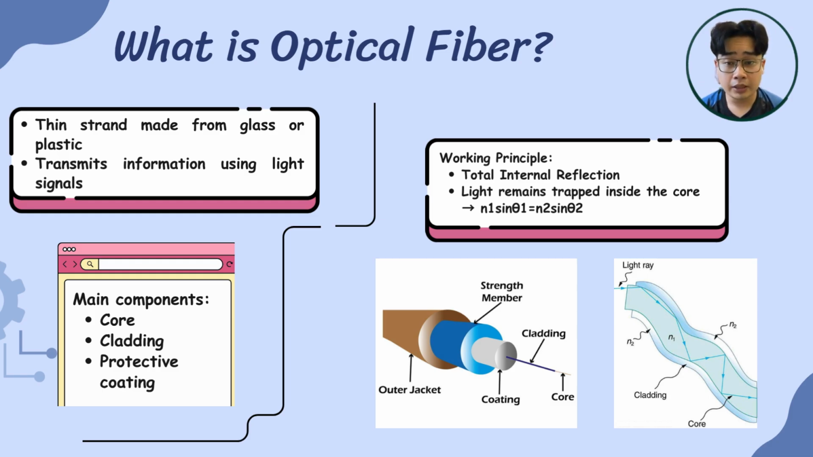the fiber from damage. The operation of optical fiber is based on a principle called total internal reflection. This occurs when light is reflected back into the core instead of escaping through the cladding. As a result, the light remains trapped inside the fiber and can travel long distances with little signal loss. This principle can be described by Snell's law, which explains how light behaves when passing between different media. Because of this unique property, optical fiber is able to transmit information quickly, efficiently, and reliably.